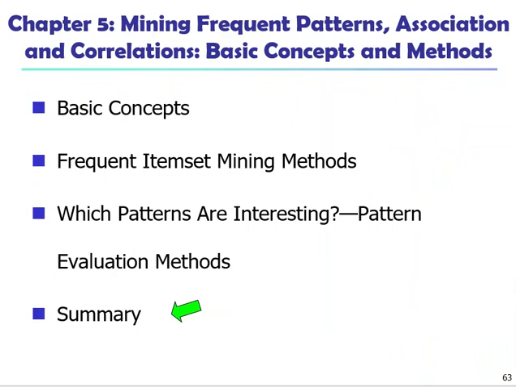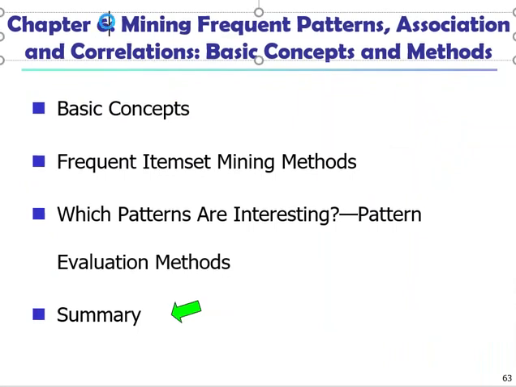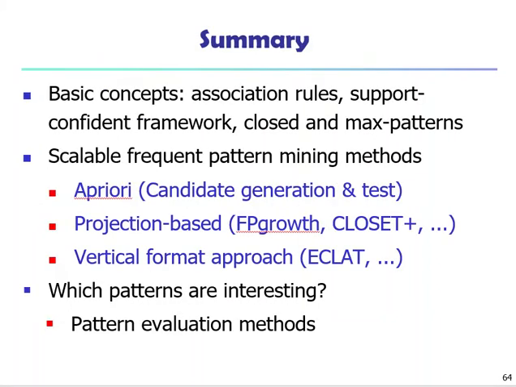You can pick a reasonable performance measure to evaluate your rules. Now we have reached the end of chapter 6. To summarize what we have discussed, we studied the basic concepts and the three major frequent association rule mining methods: Apriori, FP-growth, and the vertical format, ECLAT. And we talked about a set of different pattern evaluation methods.